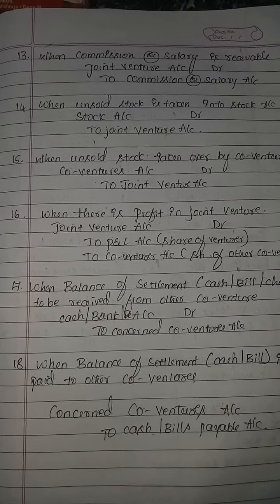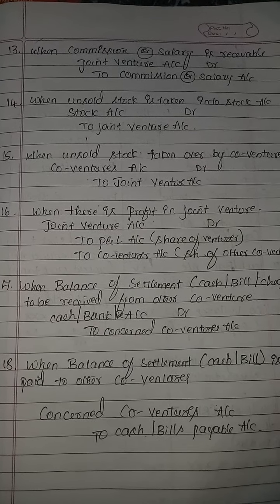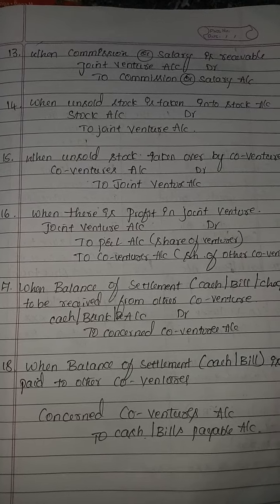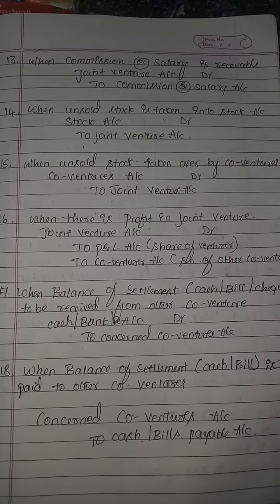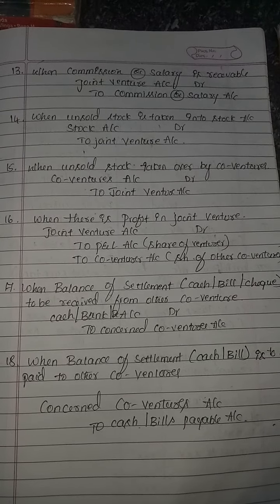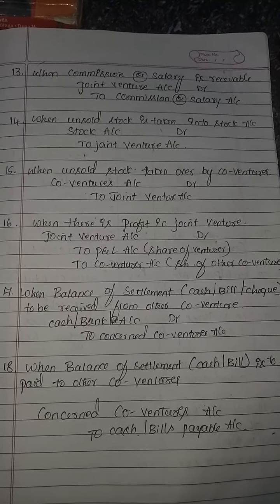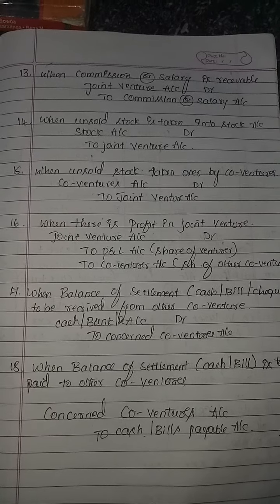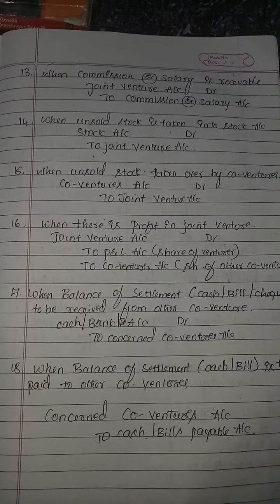The next one, when unsold stock is taken into stock account. If any unsold stock is taken into stock account in the venture firm, at that time the entry will be stock account debit to joint venture account. The next situation, when unsold stock is taken over by co-venture. If any unsold stock in the joint venture activity is taken by the co-venture, at that time the entry will be co-venture's account debit to joint venture account.